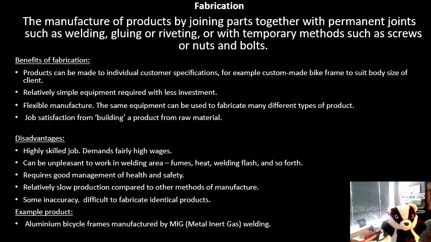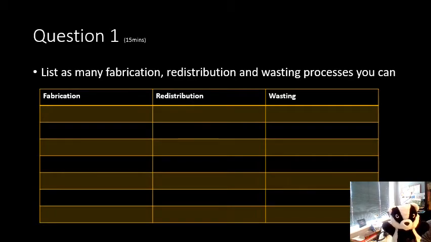Now, in terms of tasks, I've got 3 little tasks for you here. The first one is asking you just to list as many different fabrication, redistribution and wasting methods as you can. 15 minutes of just listing. Obviously it left you space to do 7 in each column there, you could do 50 in some of those columns. So have a real good think of the different material groups. There's a variety of different methods.